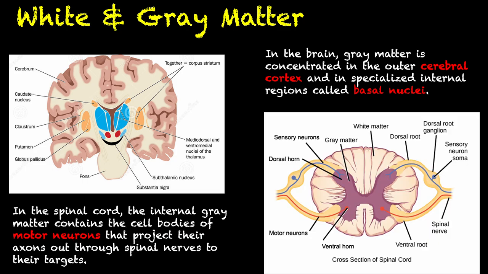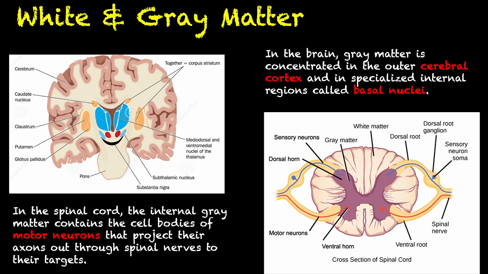If we examine the organization of gray and white matter in the spinal cord, you will hopefully notice that it is very different. Rather than the gray matter being on the outside and the white matter being on the inside like it is in the brain, it's flip-flopped here. So the white matter tends to be on the outer regions of the spinal cord, and the gray matter tends to be in that inner butterfly or H-shaped region in the middle.